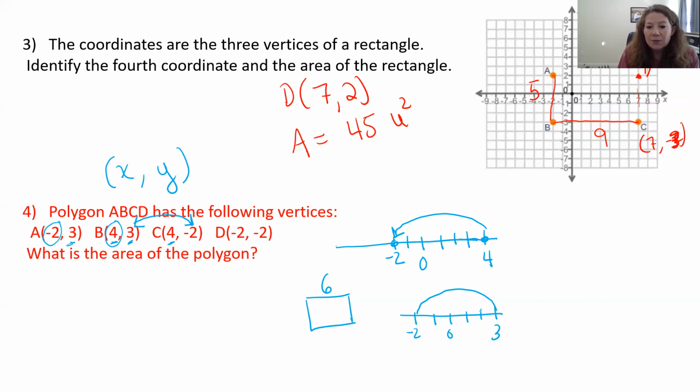I would go to the left. 1, 2, 3, 4, 5. So my dimensions of my rectangle are 6 and 5. And then to find the area, I multiply 6 and 5 together. So the area would be 30 units squared. How you guys feel about this?